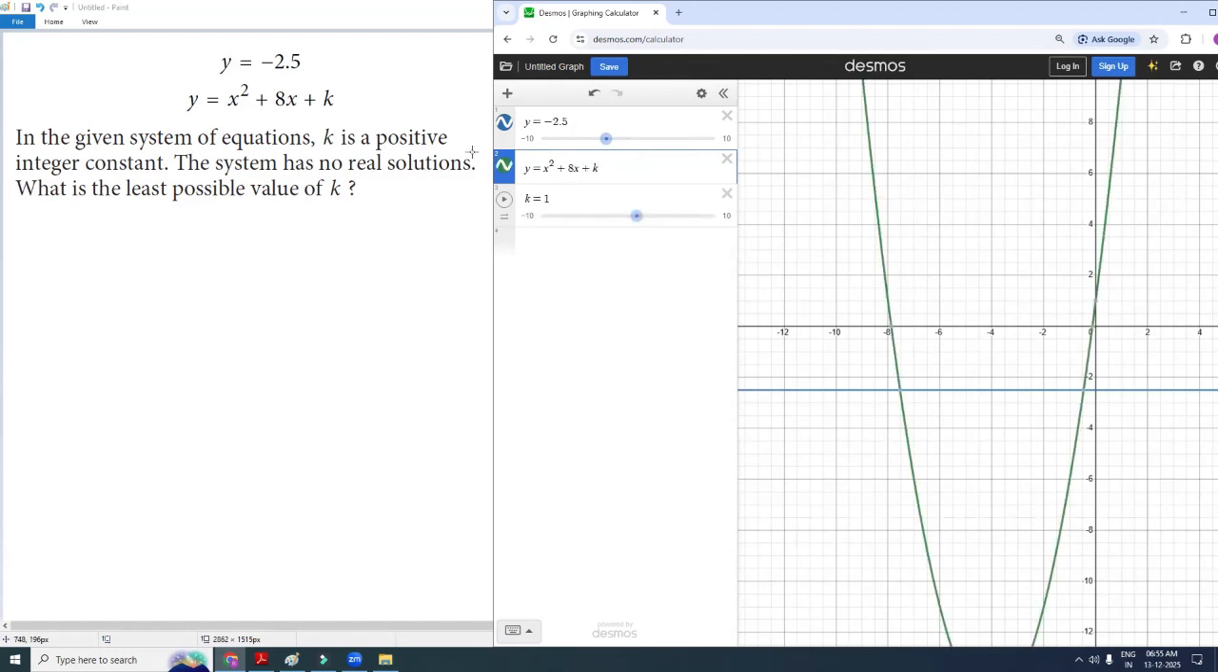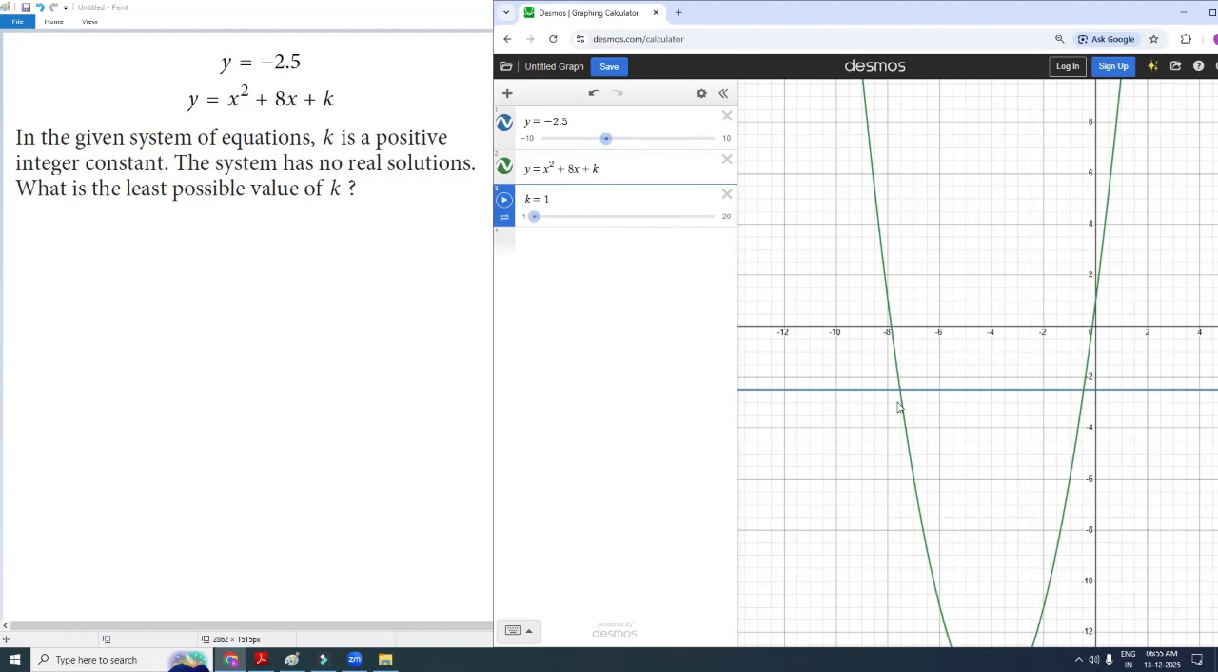The question says k is a positive integer constant, and we know that the least positive integer is 1. So we can set the minimum value of k as 1, which is the least positive integer, and the maximum value of k can be any positive integer greater than 1. Okay, I am taking 20 as a maximum positive integer value for k. Now, let's use a slider to adjust the value for k.